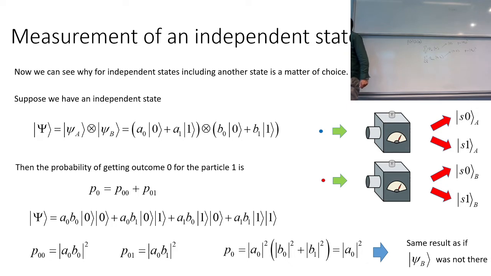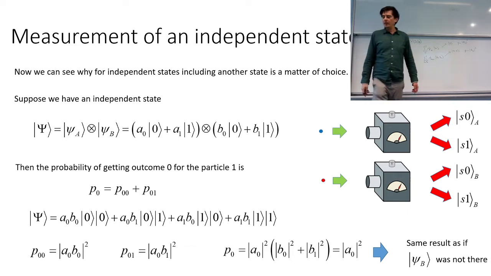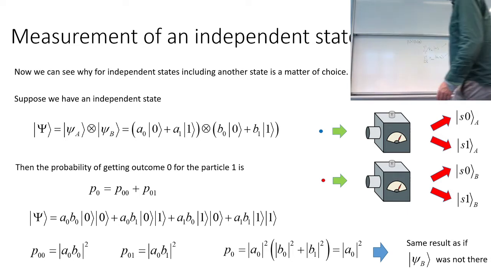So there's no B's in here at all. So it's the same result as if Bob's state wasn't there.